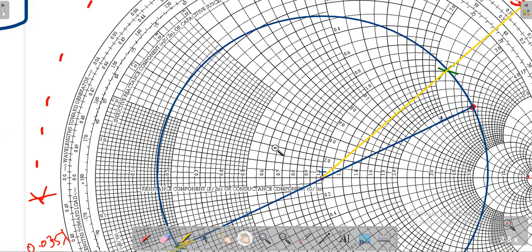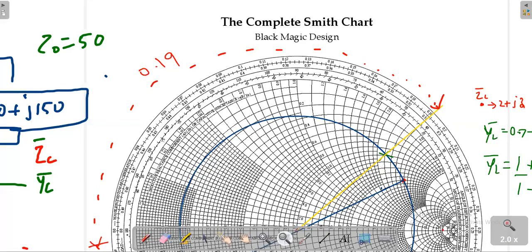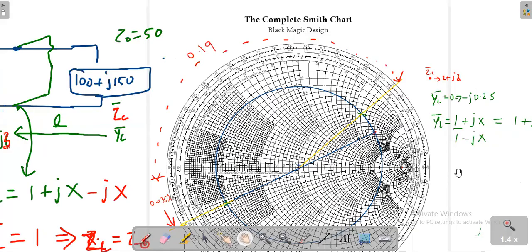Okay, what is the answer, sir? 0.19 and 0.035. What is the answer, sir? Please add it and tell me. This is the position of the stub, 0.19 and 0.035. What is the answer, sir? 0.225 lambda. Okay, what is the position of the stub? 0.225 lambda from the load.